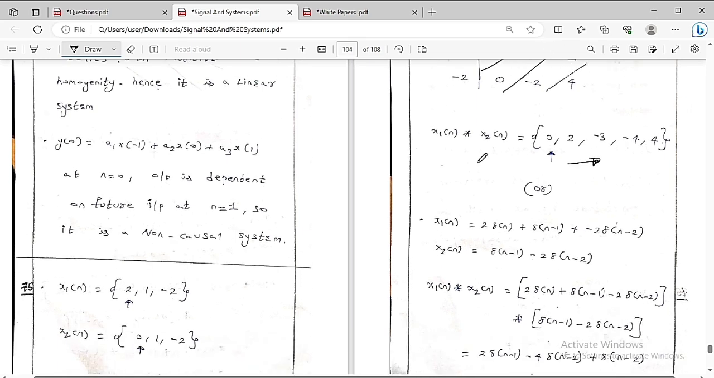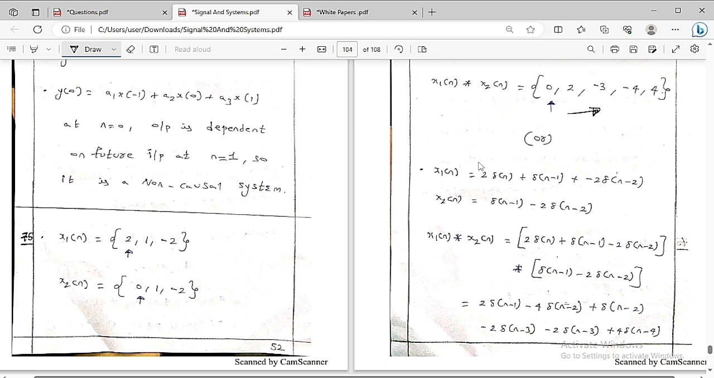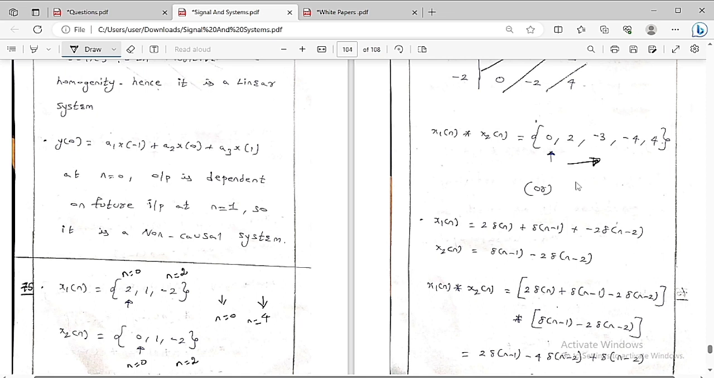Right? And I already told you, x1 of n is basically starting from n is equal to 0 and ending at n is equal to 2, and the same for x2 of n. The resultant signal's starting point is the summation of the starting points, 0 plus 0, which is 0. The final point is the summation of the final points, 2 plus 2, which is 4. So you can see clearly, the starting point is 0, then n is equal to 1, n is equal to 2, n is equal to 3, n is equal to 4. It is starting at n is equal to 0 and ending at n is equal to 4.